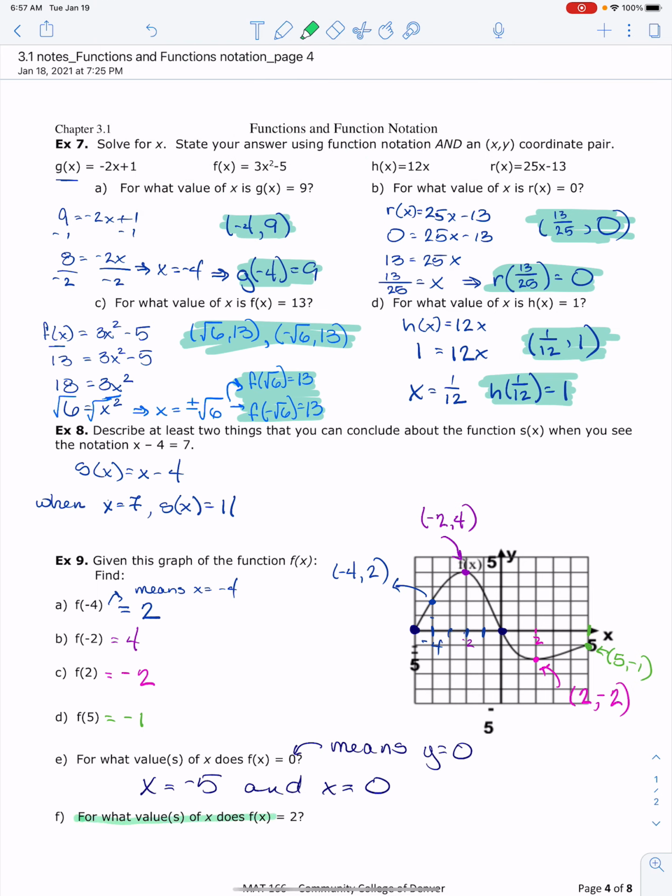For what values of x does f of x equal 2? Here's my 2. So anything that crosses that axis is going to solve that. So we already know x equals negative 4. And it looks like it crosses at one other place. You know, it's not exact, but we can get close. Don't spend too much time trying to figure that out. Go with your best guess, and you will be fine.